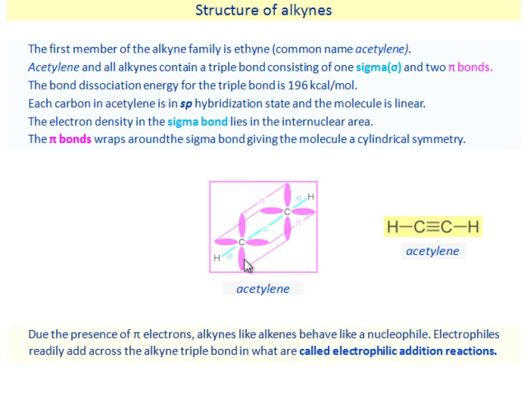Due to the presence of pi electrons, alkynes like alkenes behave like a nucleophile. Electrophiles readily add across the alkyne triple bond in what are called electrophilic addition reactions.